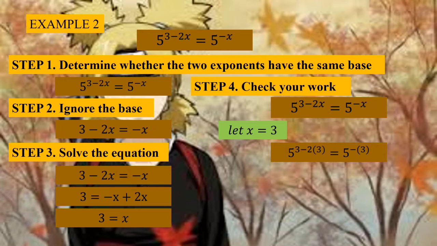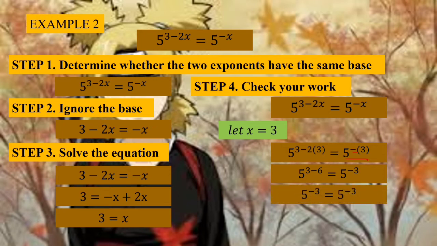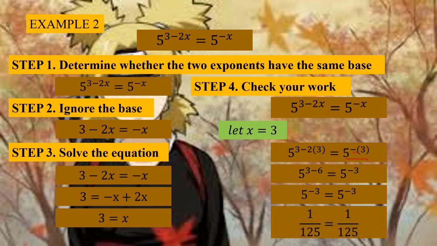Kung makikita nyo, may negative x kasi yung equation natin dito, yung banda rito. So, ibig sabihin, kailangan meron pa rin siyang negative. So, negative 3. Then, 5 raised to the power of 3 minus 2 times 3, negative 2 times 3 is negative 6, is equal to 5 raised to the power of negative 3. So, 5 raised to negative 3 is equal to 5 raised to negative 3. So, 1 over 125 is equal to 1 over 125. So, ganun lang siya kadali dun sa method 1.